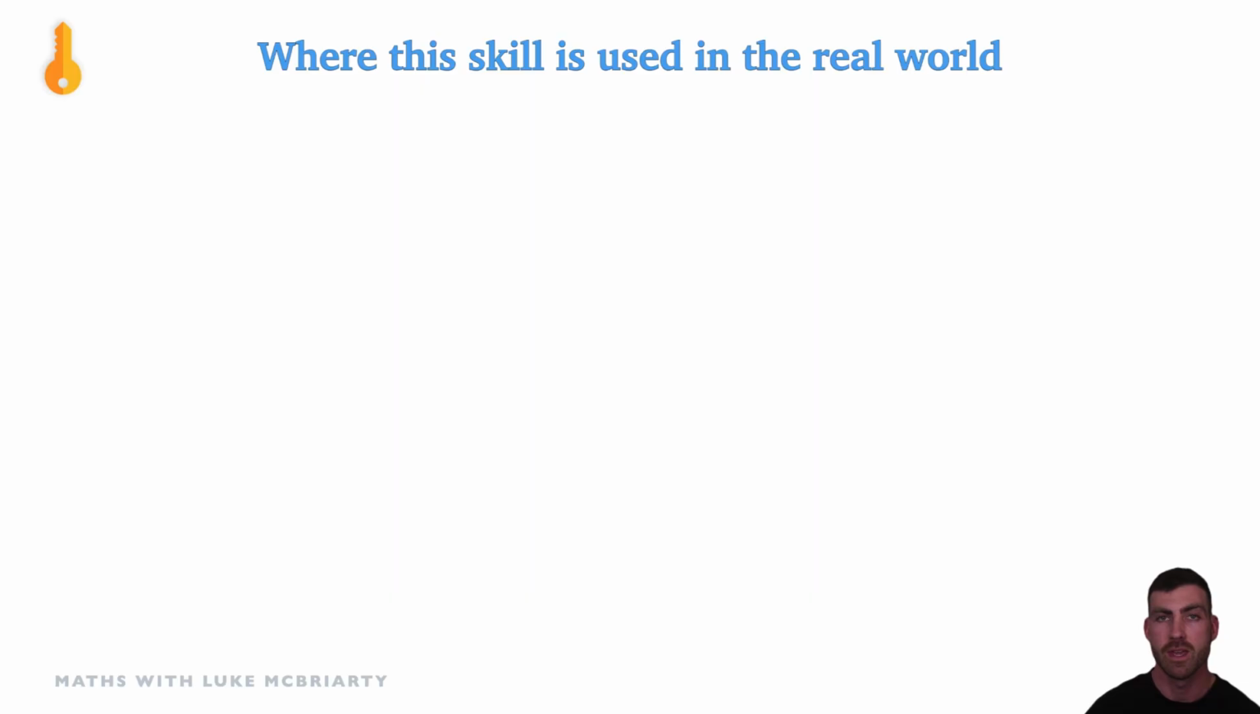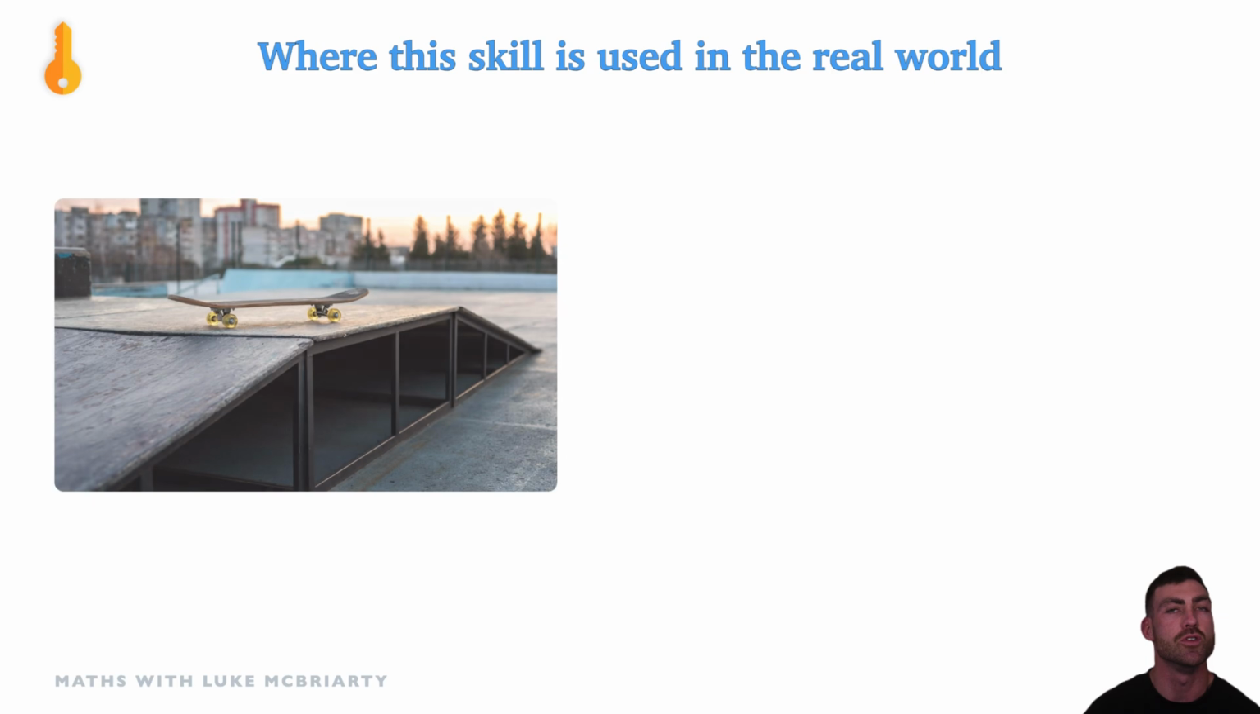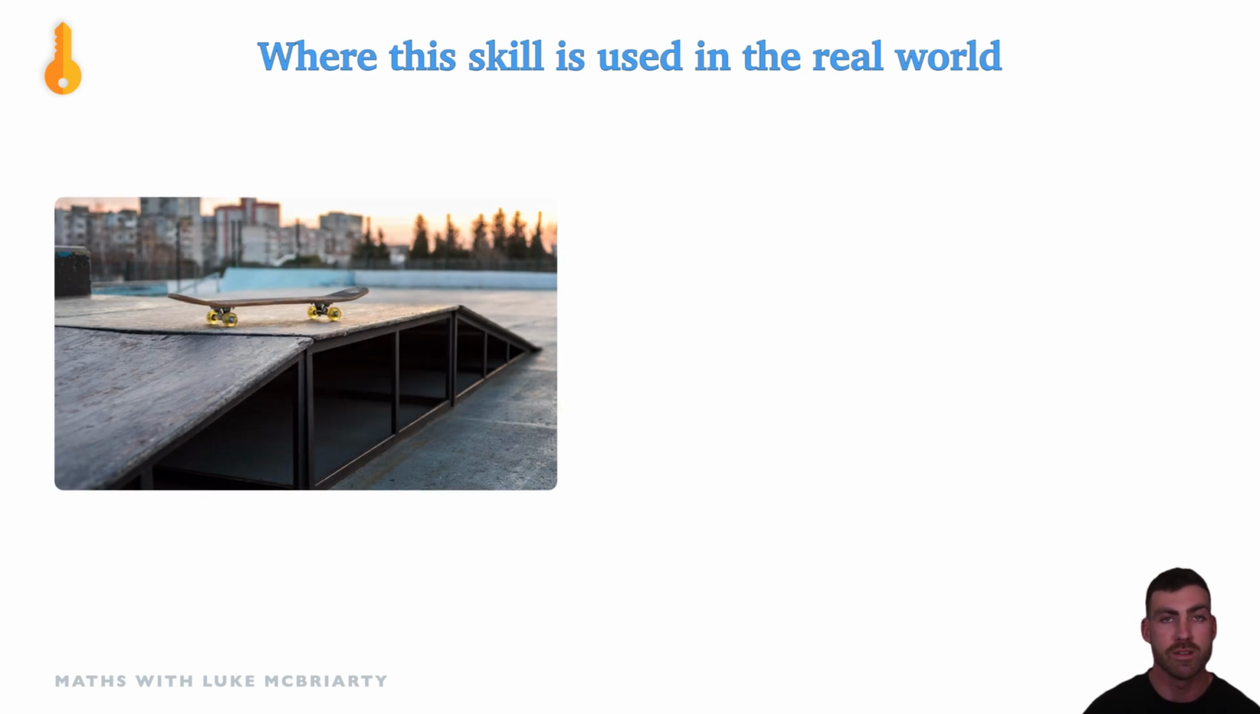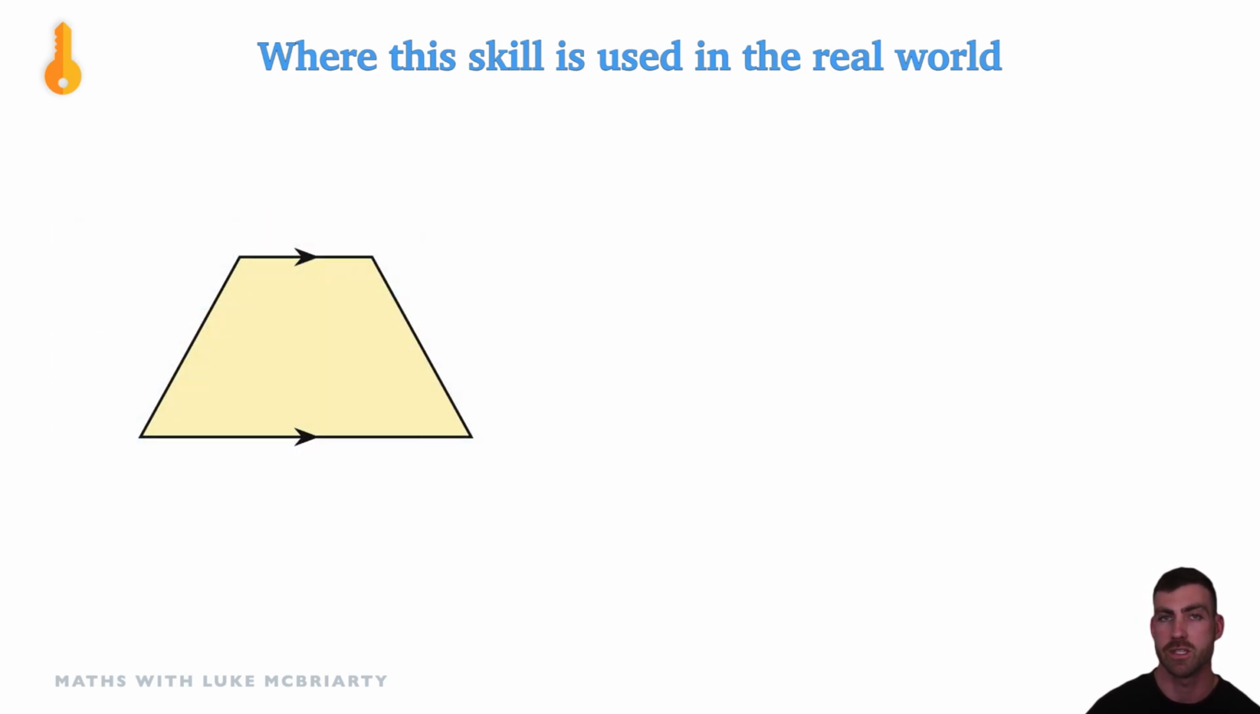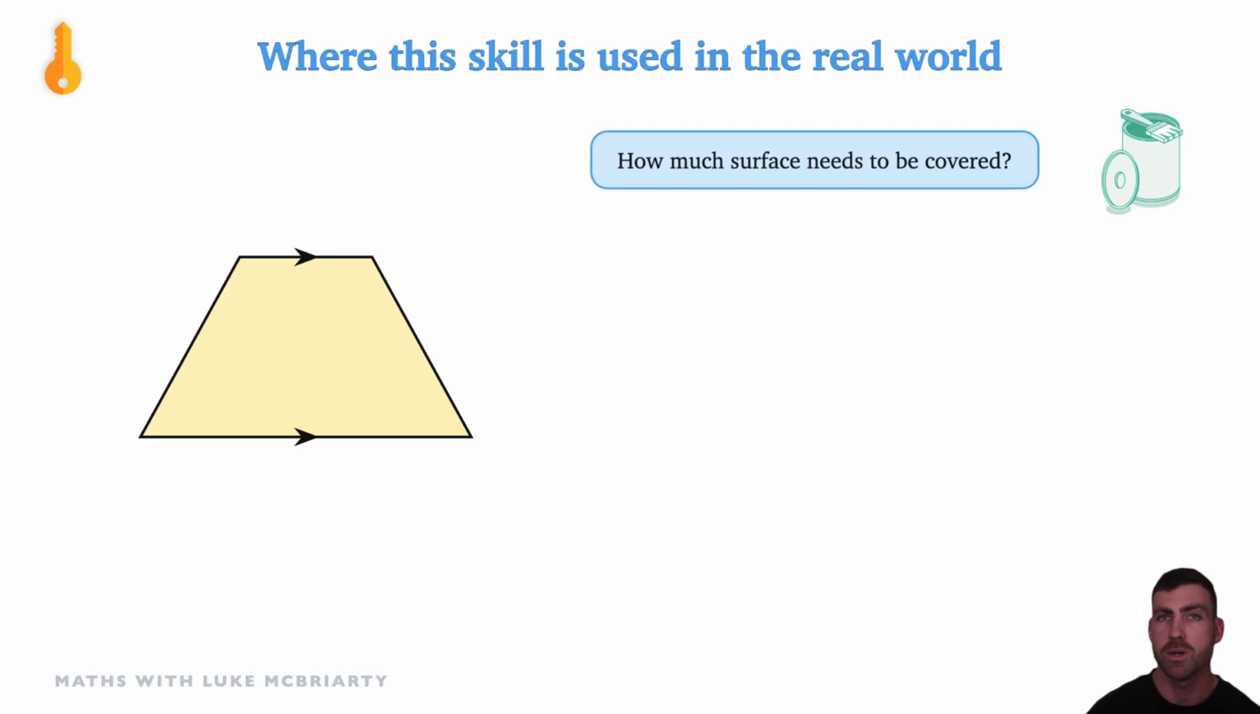In this section, you will learn where this skill is used in the real world and what is a trapezium. Imagine you're helping design a new skate park. One of the platforms looks like this. Before the skate park opens, a special non-slip protective coating needs to be applied to the entire surface. This coating helps riders stay safe and gives the platform extra grip.